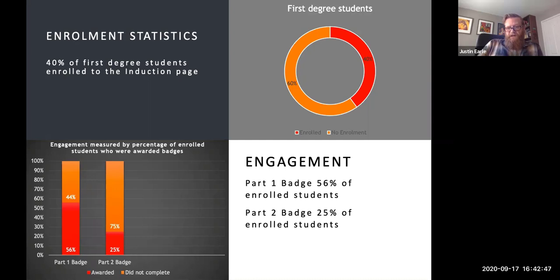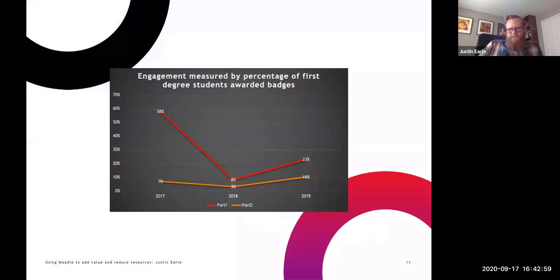The badging was largely the same though, so a 56% on part 1 and again 25% on part 2, so very similar to the year before. If we look at the engagement measured by the percentage of first degree students awarded badges, we can look in 2017, we obviously had 58%, so a very high amount getting the part 1, but part 2 very, very low. And then we had the massive dip the year after, and then we can see that the projection's on the way up again. But the part 2 badges as a percentage of first degree students has actually increased.